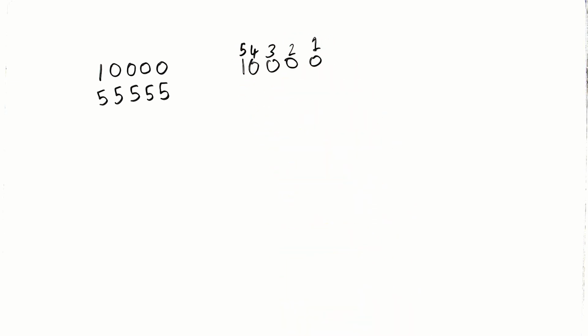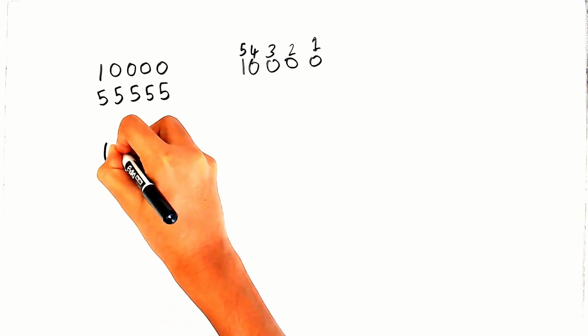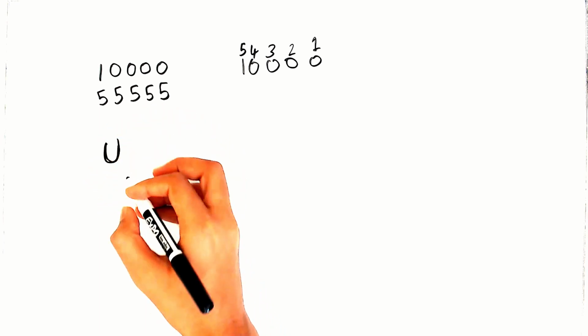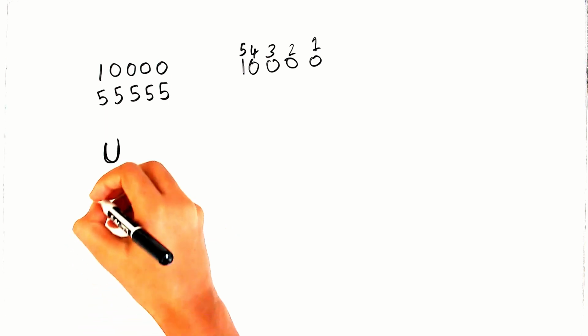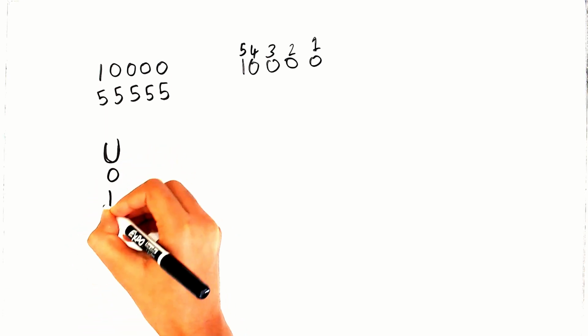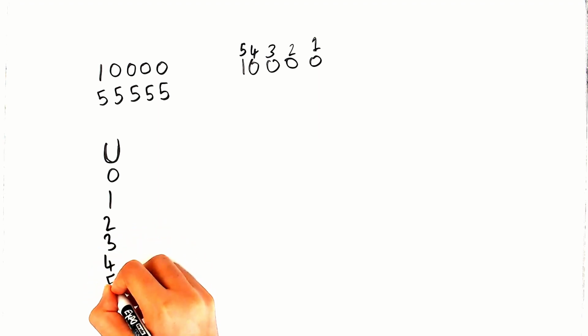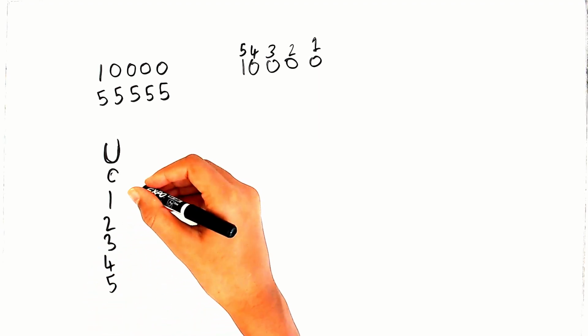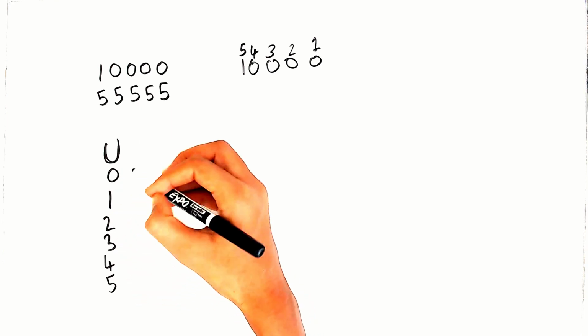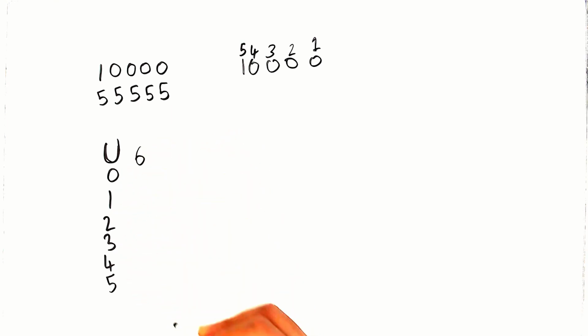Here, let's start off with the first digit. So for the first digit, the possibilities are 0, 1, 2, 3, 4, 5. So here we have 1, 2, 3, 4, 5, 6. So we have 6 possibilities.